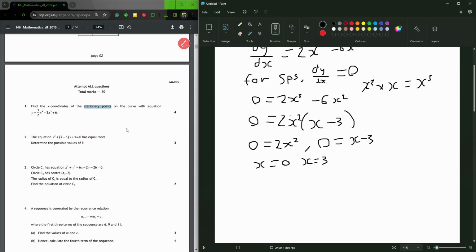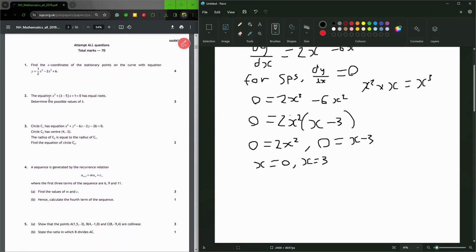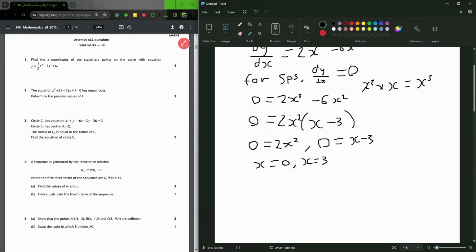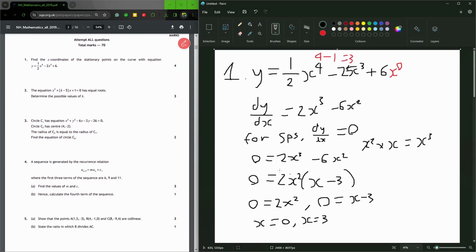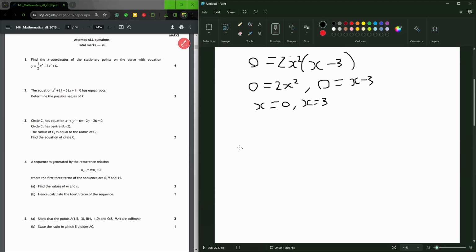And there you go. If we look at this over here, it's just x coordinates. They don't want to do anything fancy. So there you go, you're solid. Because sometimes they want you to put it back in the original equation and find the y coordinates, but you've been saved here, you don't need to. So moving on. Question number 2.